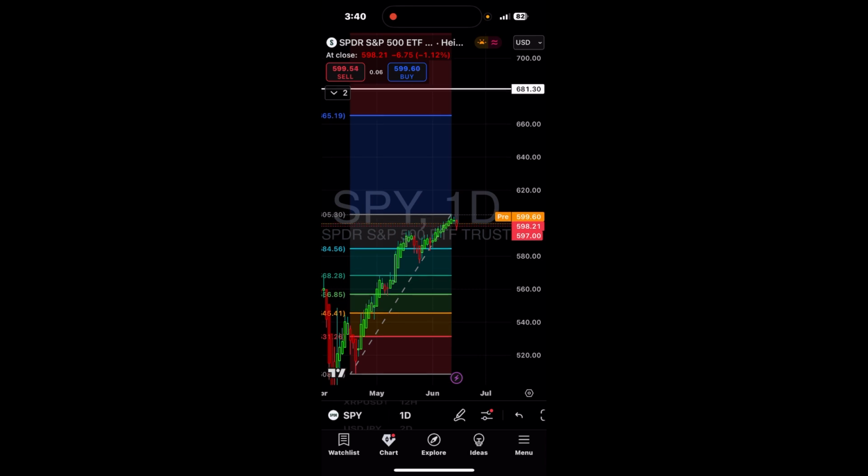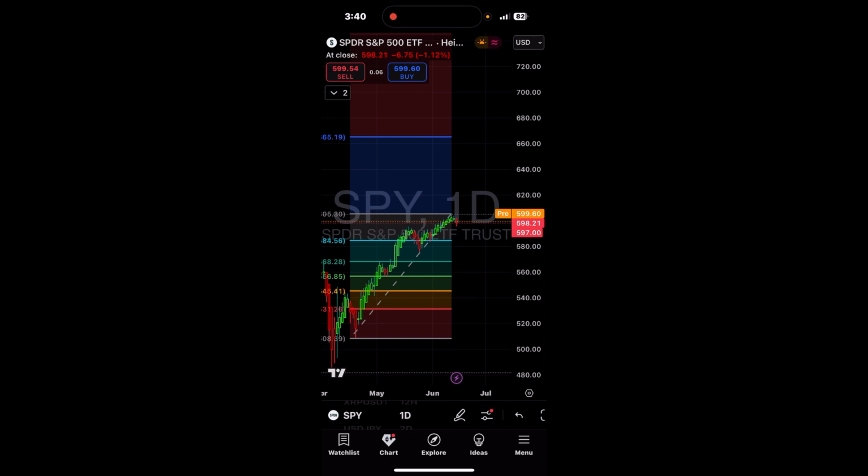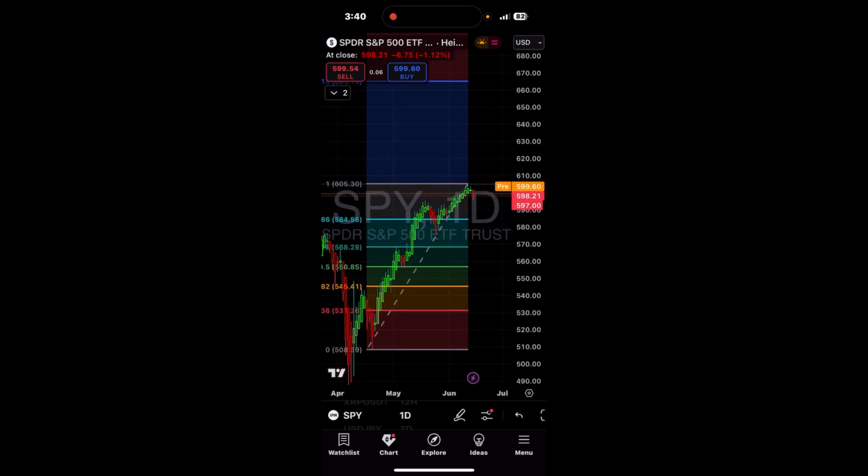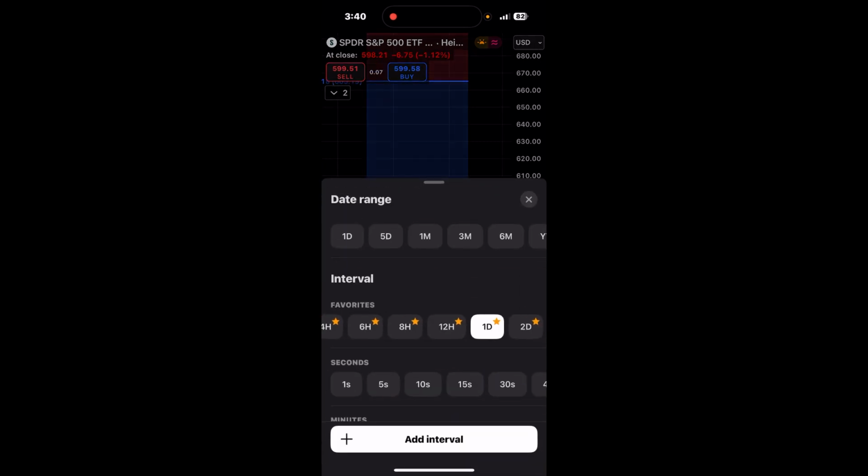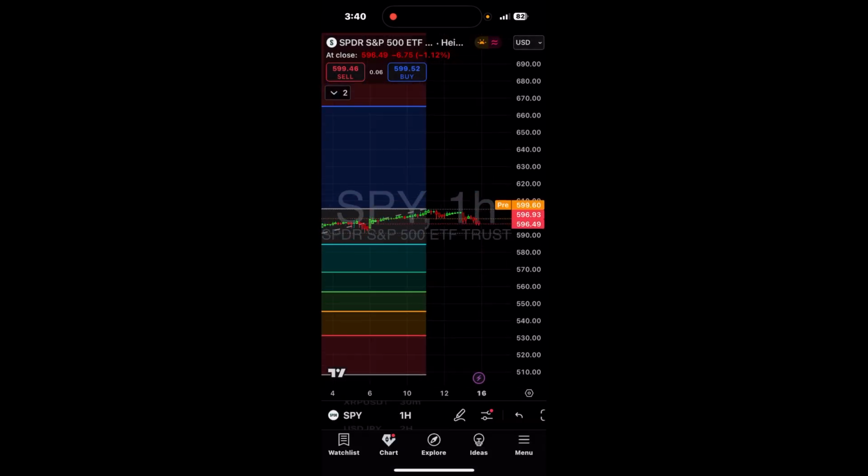So you don't want to do this on the day chart, or on a long time frame, and just base it off of the Fibonacci and be like, okay, well this is resistance, so I'm just going to put in a put. Once you have it drawn out on the daily, you need to go to a smaller time frame to get more precise trades, basically.